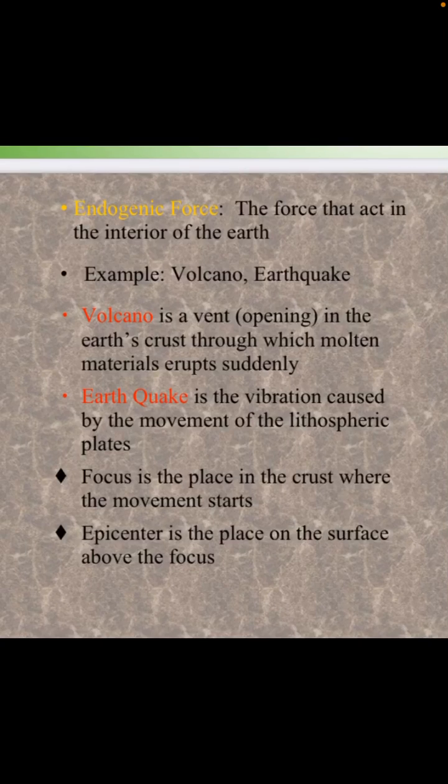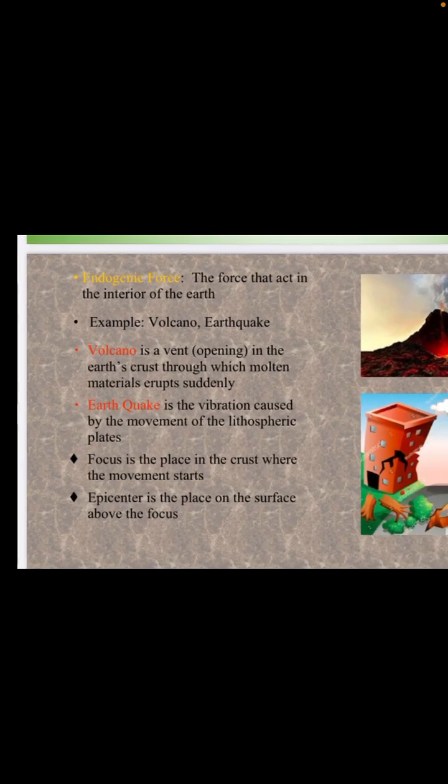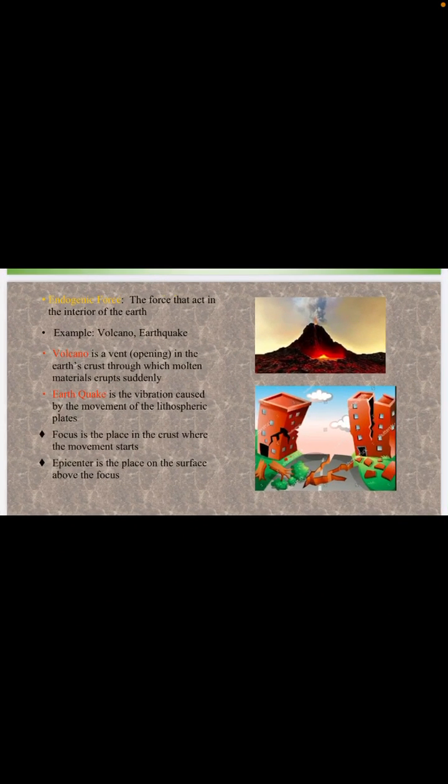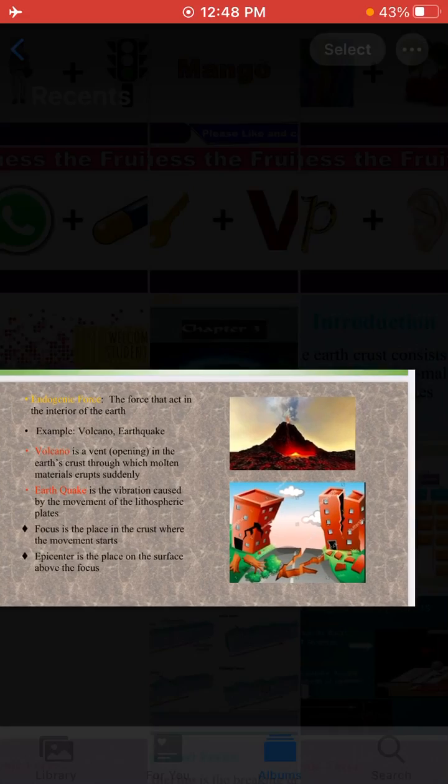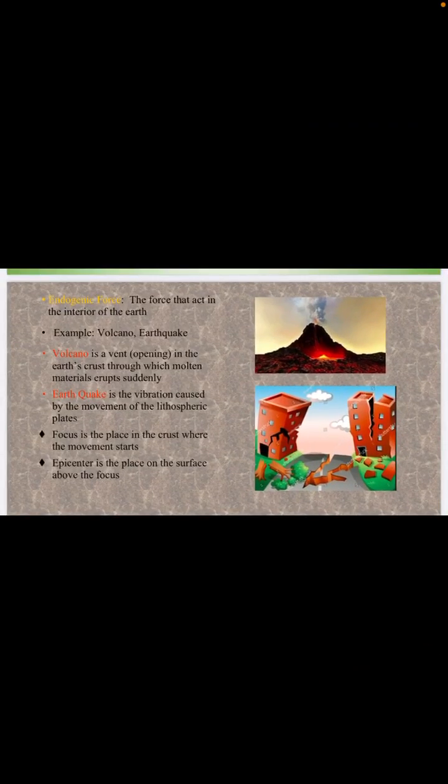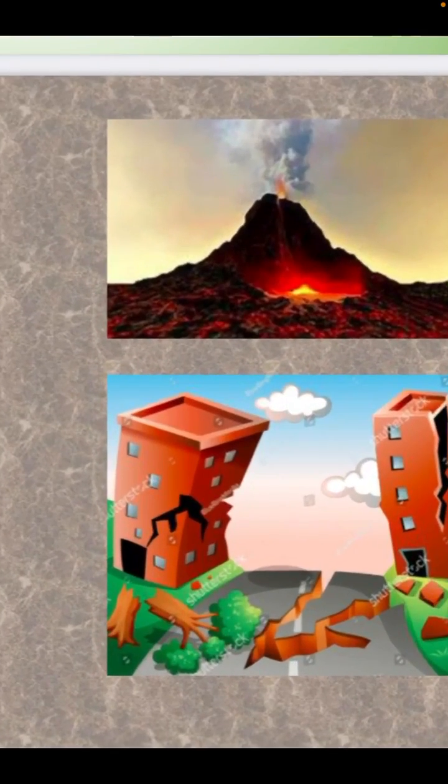A volcano is a vent. A vent is an opening in the Earth's crust through which molten magma erupts suddenly. Suddenly means we cannot guess what pressure will happen. We don't know when it will erupt. Erupted means it comes out and spills everywhere. You can see this image, it is spilled over everywhere.